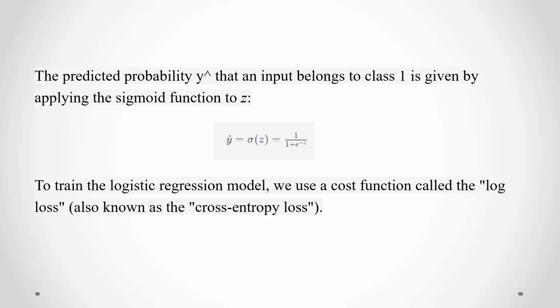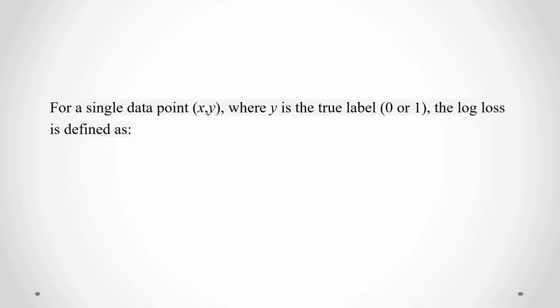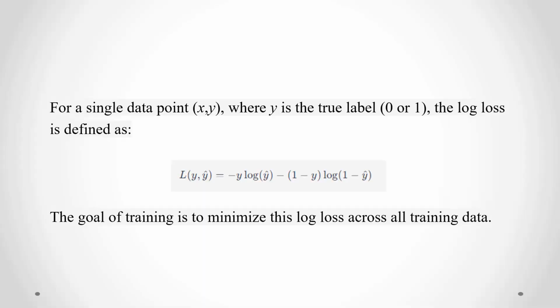To train the logistic regression model, we use a cost function called the log loss, also known as cross entropy loss. For a single data point x comma y, where y is the true label, 0 or 1, the log loss is defined as L of y comma y hat is equal to minus y log y hat minus 1 minus y into log 1 minus y hat. The goal of training is to minimize this log loss across all the training data.